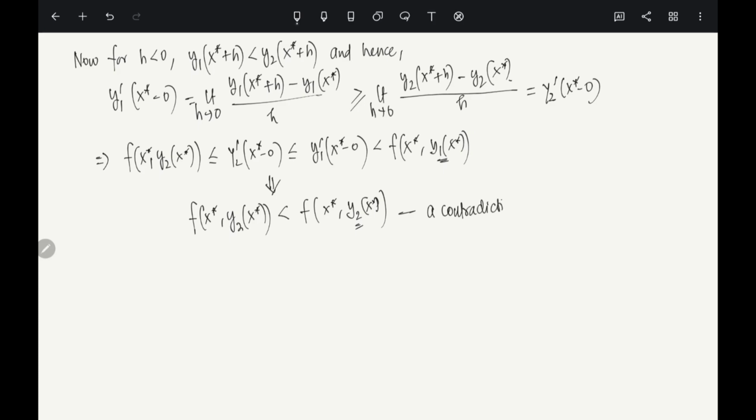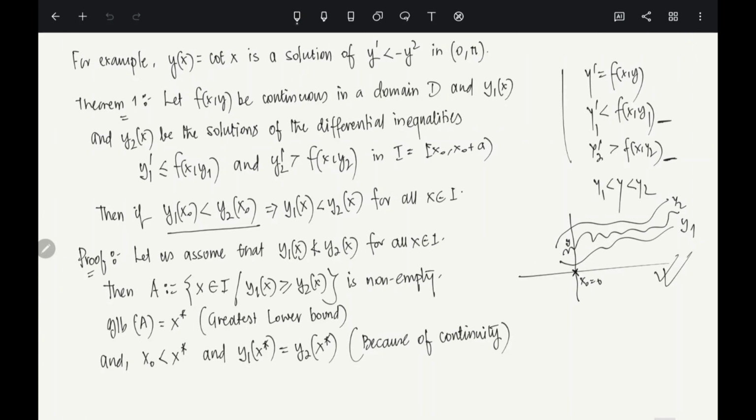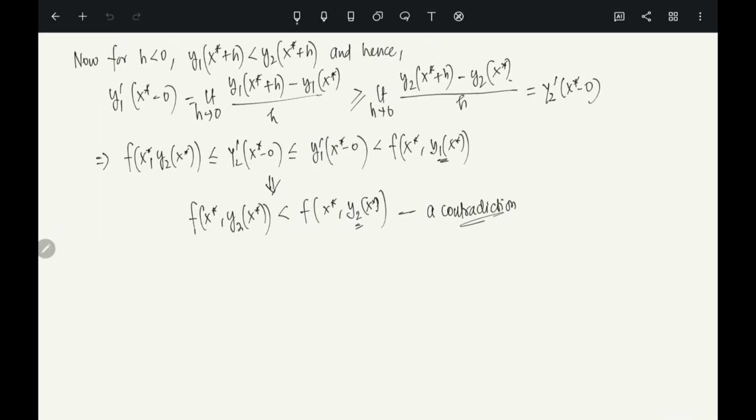Why am I getting a strict inequality? Because this is our assumption. You see, I made a mistake here. By making that mistake, you do realize that at least one of them has to be strictly negative, either this or this. Even if only this one is strict, the same sort of thing will work. So you need at least one strict inequality. Once that is there, then you have a contradiction.